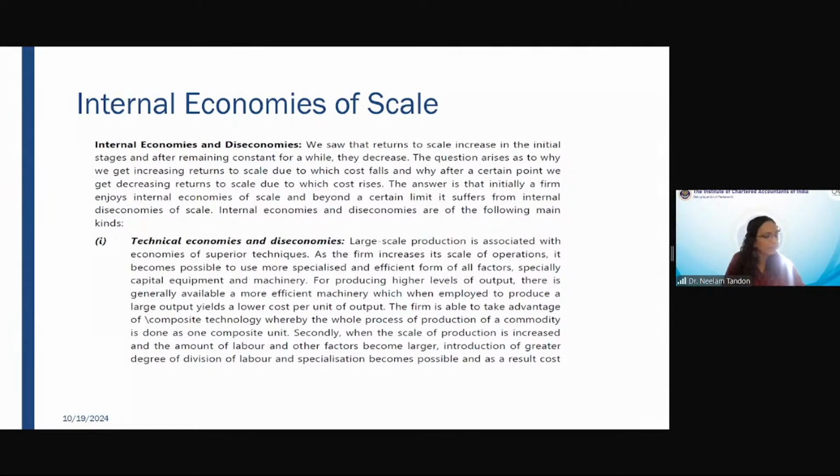I'll take a break of 10 minutes and then we'll start with internal economies of scale and diseconomies of scale. Okay, so we'll join after 10 minutes to take it forward. And I hope you can now differentiate between internal and external, and between economies and diseconomies.